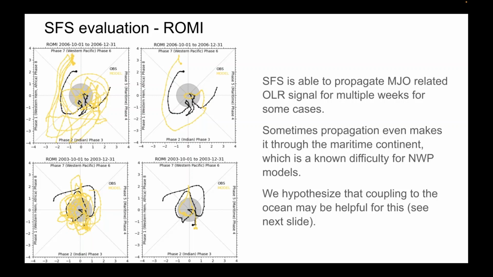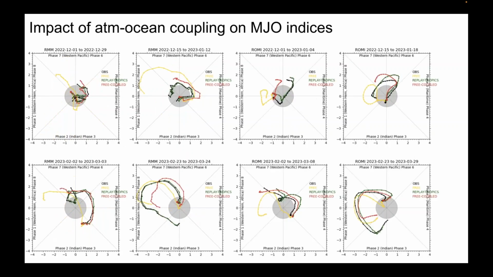One of the issues that models tend to have is that propagating the convective signal associated with the MJO through the maritime continent tends to be very hard. But in the SFS, again, we think it's probably related to the ocean coupling, the SFS is actually able to propagate through the maritime continent in some cases. Next slide, please.